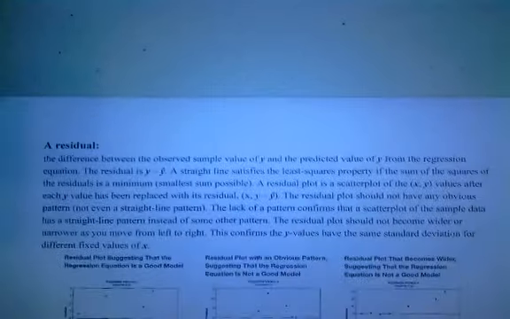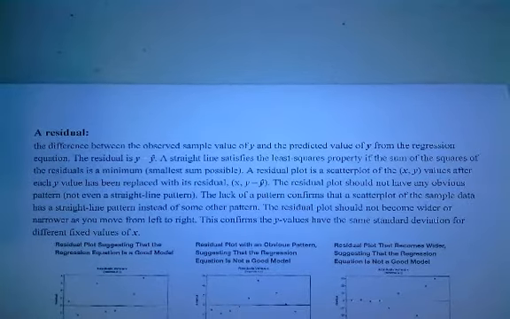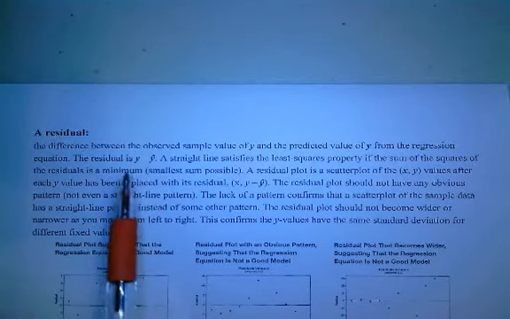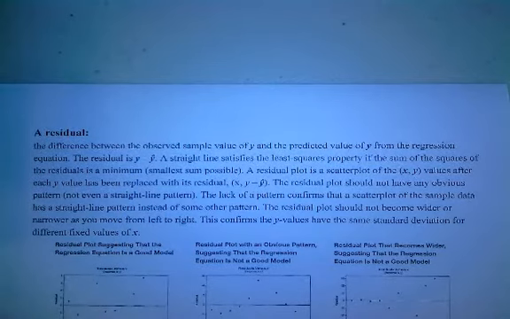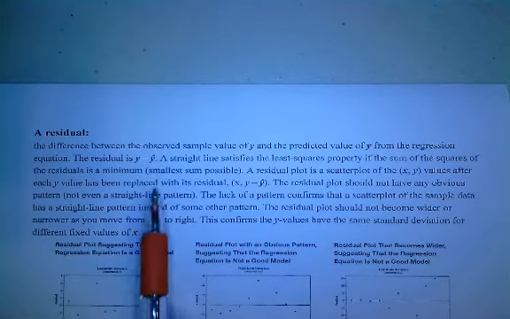Now, finally, we can do what are called residuals. A residual is the difference between the observed sample value of y, in other words, what you already had, versus the predicted value of y from the regression equation. And so basically it's just the difference between the two. A straight line satisfies the least squares property if the sum of the squares of the residuals is a minimum. In other words, it's not very big, the smallest sum possible.